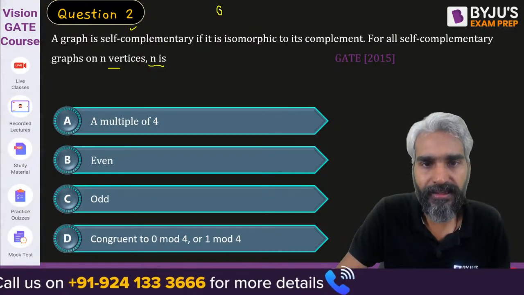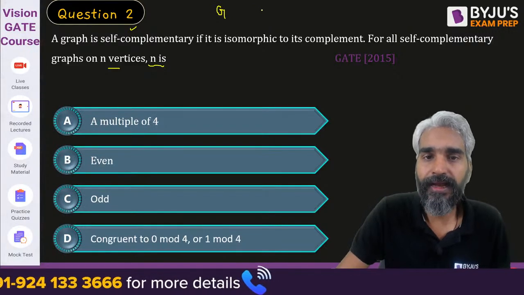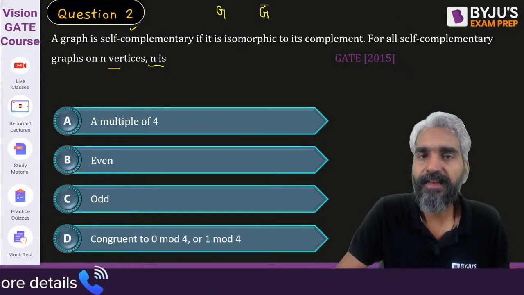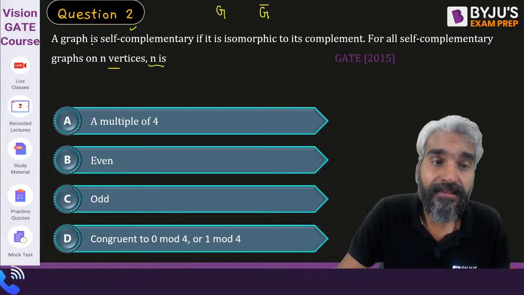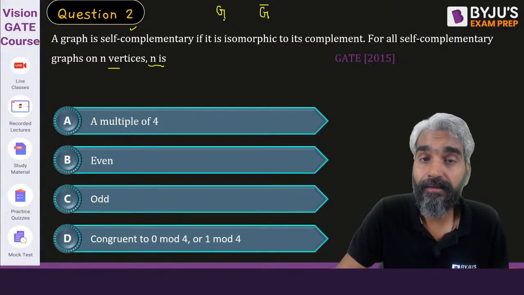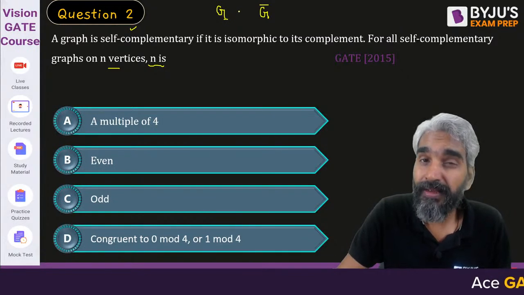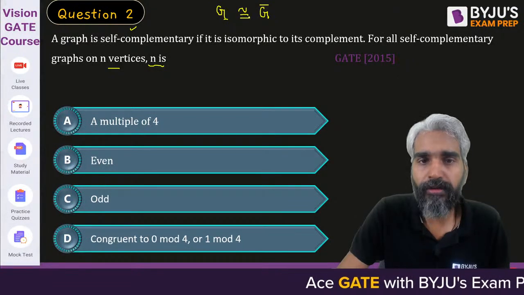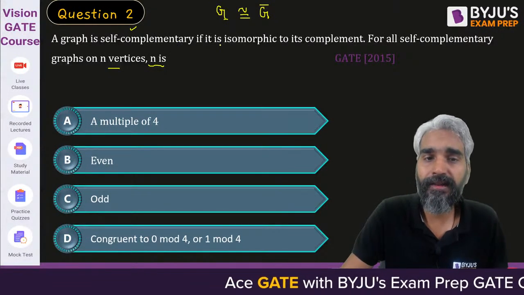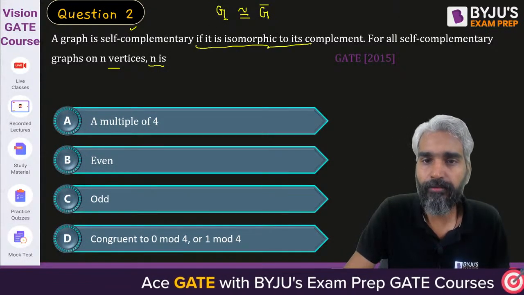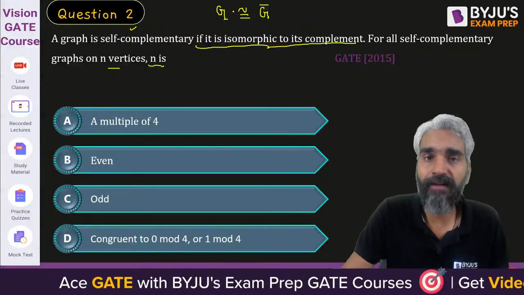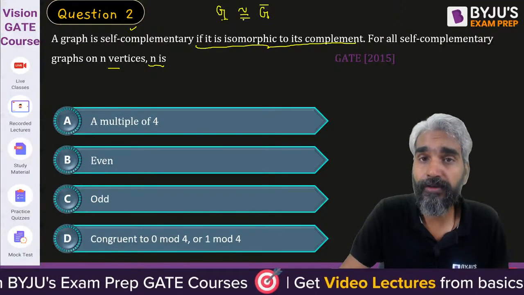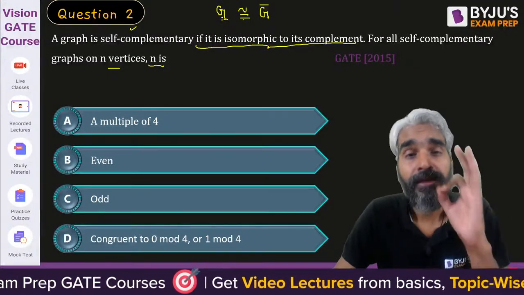So, if I say the graph is G, and if we define the complement of graph G as G bar, then if we are saying that the graph is self-complementary, then graph G will be isomorphic to its complement. Self-complementary is defined as being isomorphic to its complement. So if G is your graph and G bar is its complement, and these two are isomorphic to each other, then G will become self-complementary.